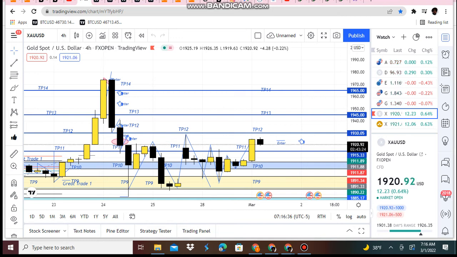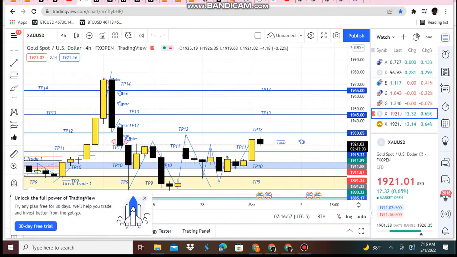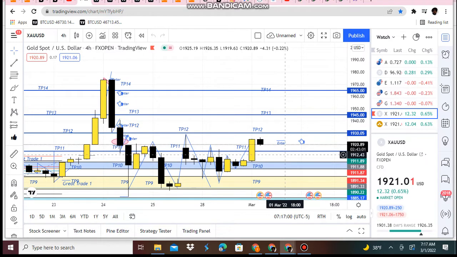So again, we see gold heading right back down to 1915. Take profit 11, as sellers are pushing price back down, take profit 10. We should see price going back down to take profit 10, 1905. It starts as soon as the price breaks below take profit 11, 1915. We should see gold heading back down.